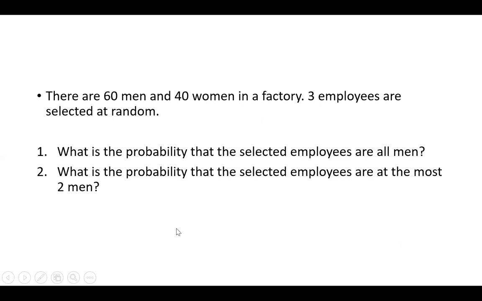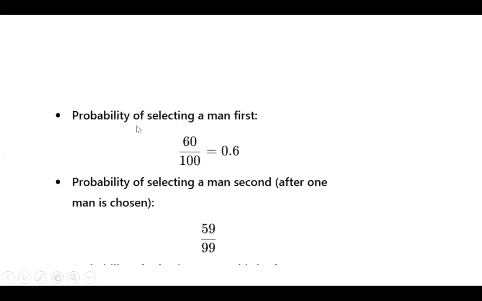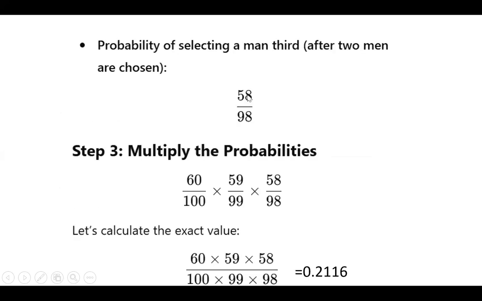60 men and 40 women in a factory. 3 employees are selected at random. What is the probability that all the selected employees are men? And what is the probability that the selected employees are at most 2 men? So let us say 60 men, 40 women, and we are picking 3 employees without replacement, without putting them back. Probability of the first man is 60 out of 100. Second man, one man already gone, so 59, and one person in total is gone, so 99 people are there inside: 59 by 99. Now the third one is 58 by 98.